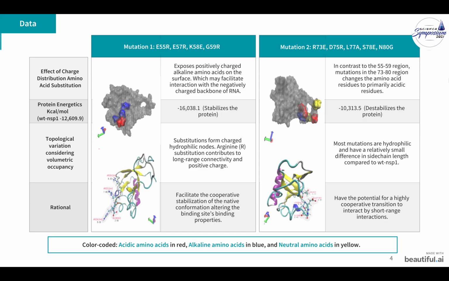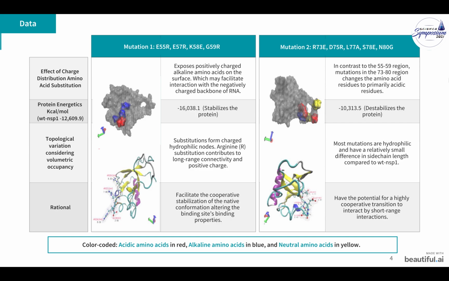Considering topological variation, which considers volumetric occupancy, we see that the substitutions form hydrophilic nodes. Arginine substitution here contributes to long-range connectivity and positive charge. While in mutation 2, we see most mutations are hydrophilic. They have a relatively small difference in side chain length compared to the wild type.